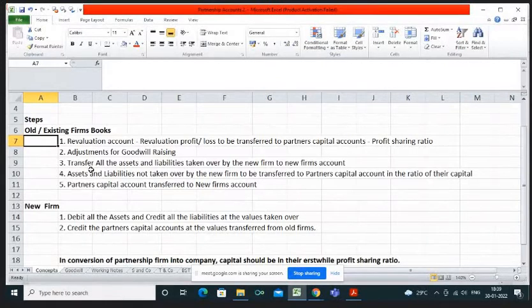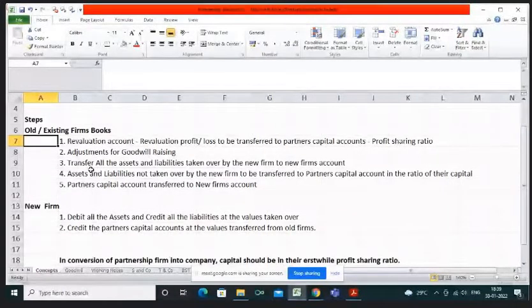Meaning we have to state the value of assets and liabilities at market prices rather than historical cost prices. So we have to prepare a revaluation account, and whatever the revaluation profit or loss, it should be transferred to the partners' capital accounts in their profit sharing ratio. That is the first step.